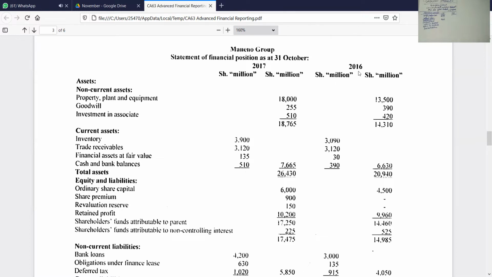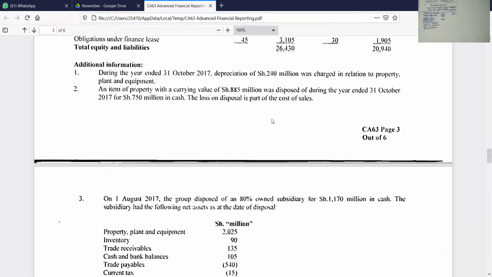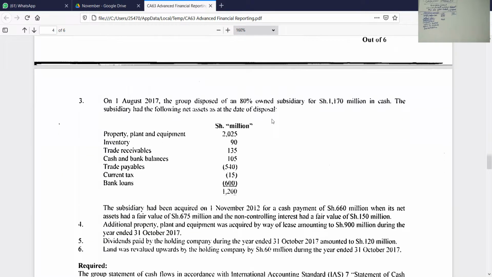I consider some transactions which took place during the year, then I compare with the balance carried down, that is for 2017. So in this scenario, there was 390 goodwill as given in the non-current assets, then 255 at the end. But before I conclude that there is impairment, we have to check the goodwill of this subsidiary, which is under Note 3.